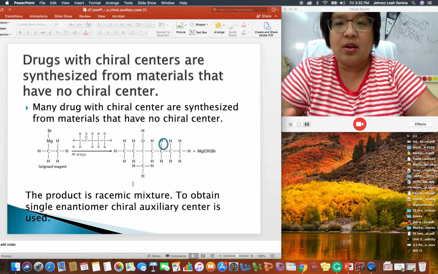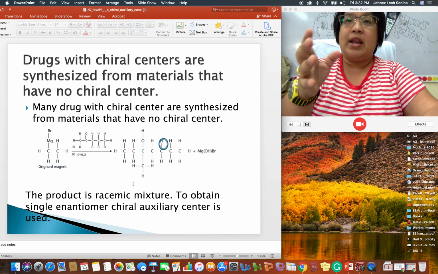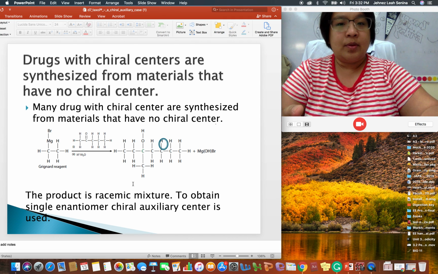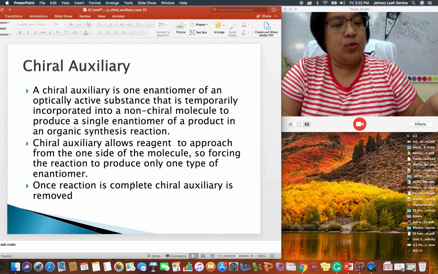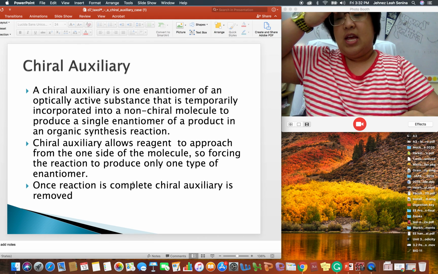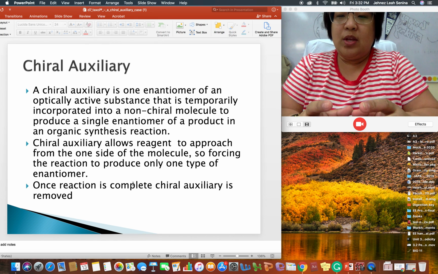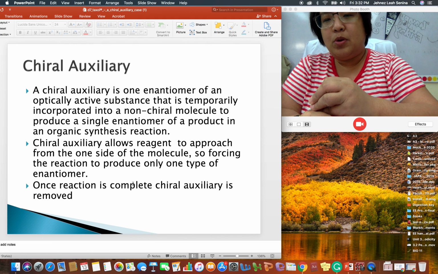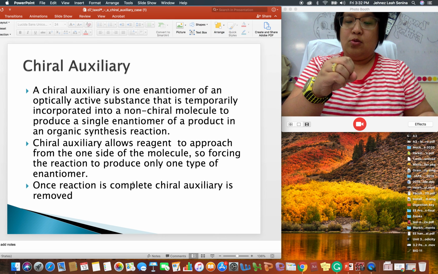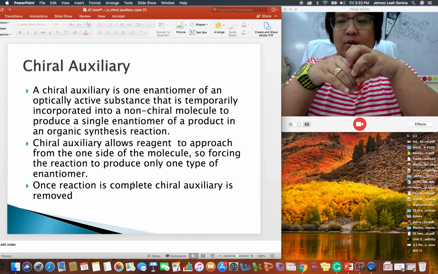Now, how do we avoid making a drug that contains both enantiomers? In other words, how can we make a drug with only the enantiomer that you want? What we do for that is we use chiral auxiliaries. So what is a chiral auxiliary? A chiral auxiliary is a molecule, another enantiomer that you can put in a non-chiral molecule to produce one enantiomer only. So you have a molecule, you put that enantiomer, and this molecule becomes a single enantiomer, the enantiomer that you want.